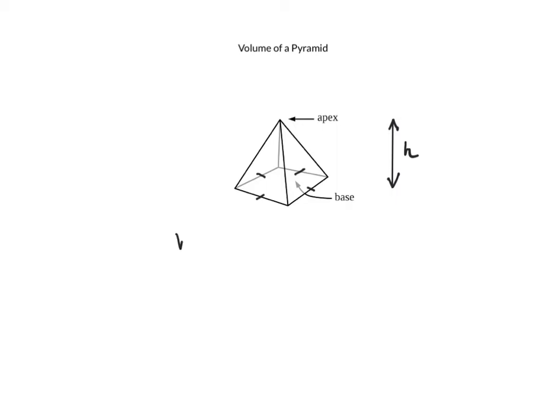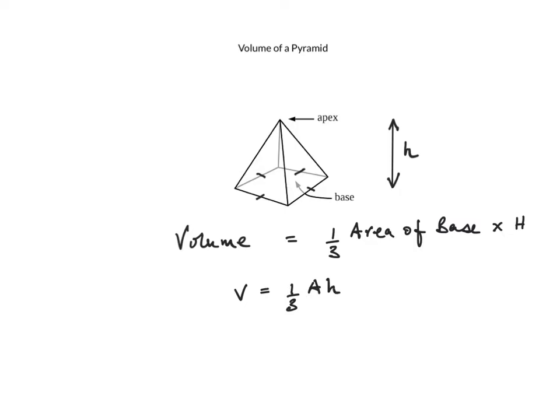Now the formula for the volume of a pyramid is 1/3 of the area of the base times the height. So V equals 1/3 AH. It's a nice simple formula to use.